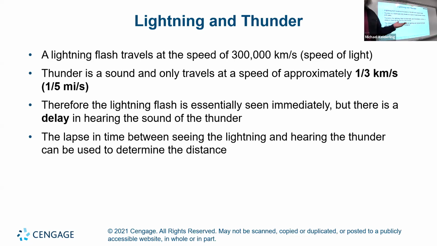And if you measure the time between the flash of lightning and the sound of thunder, you can figure out how far away it is. So if you see a flash of light and 5 seconds later you hear the sound of thunder, then that lightning is a mile away, or about 1.6 kilometers away. So that's basically it. For every 3 seconds, it's a kilometer away. For every 5 seconds, it's a mile away.